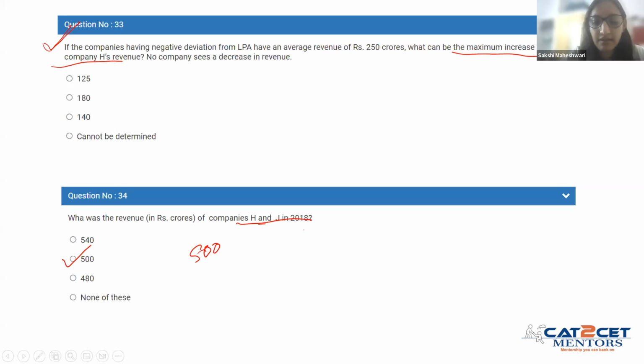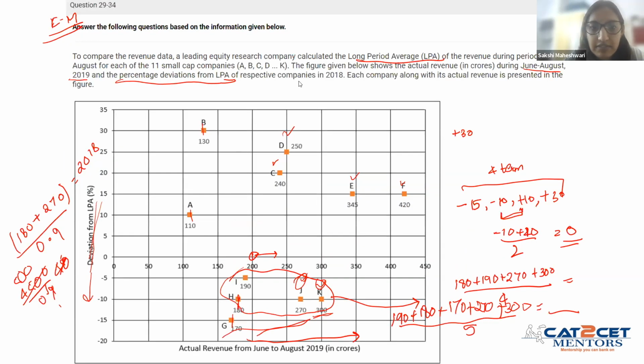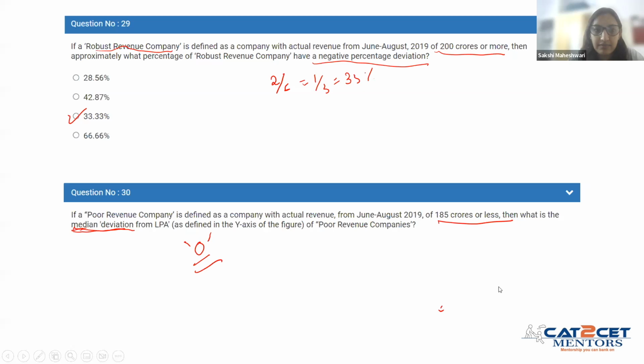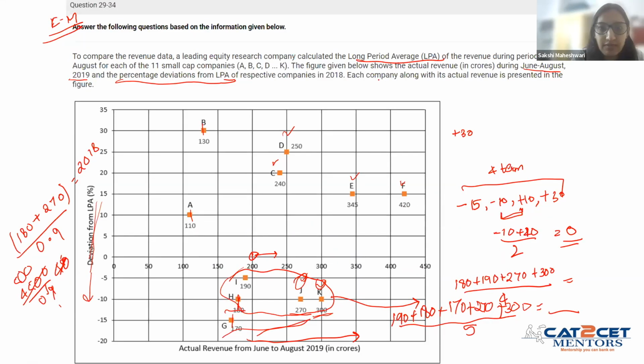Now, can you calculate this based on the deviations? Which question? The current one? Okay, let me repeat. See, here is the revenue of the company in 2018. So revenue in 2019 is 180 and 270. And what this revenue shows in the figure is the percentage deviations from LPA of the respective companies in 2018.